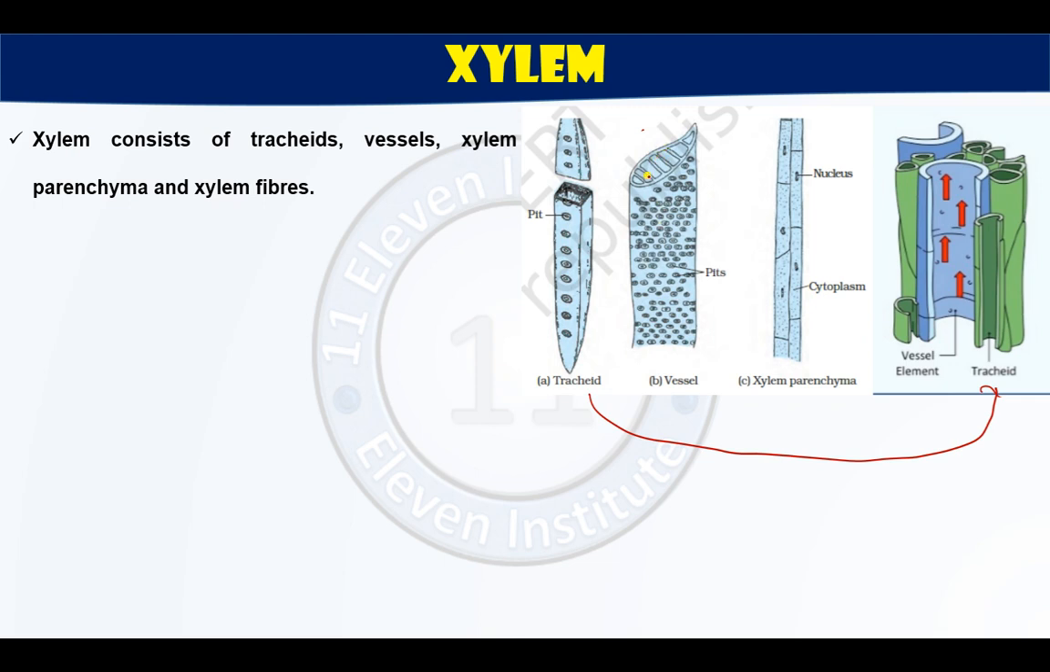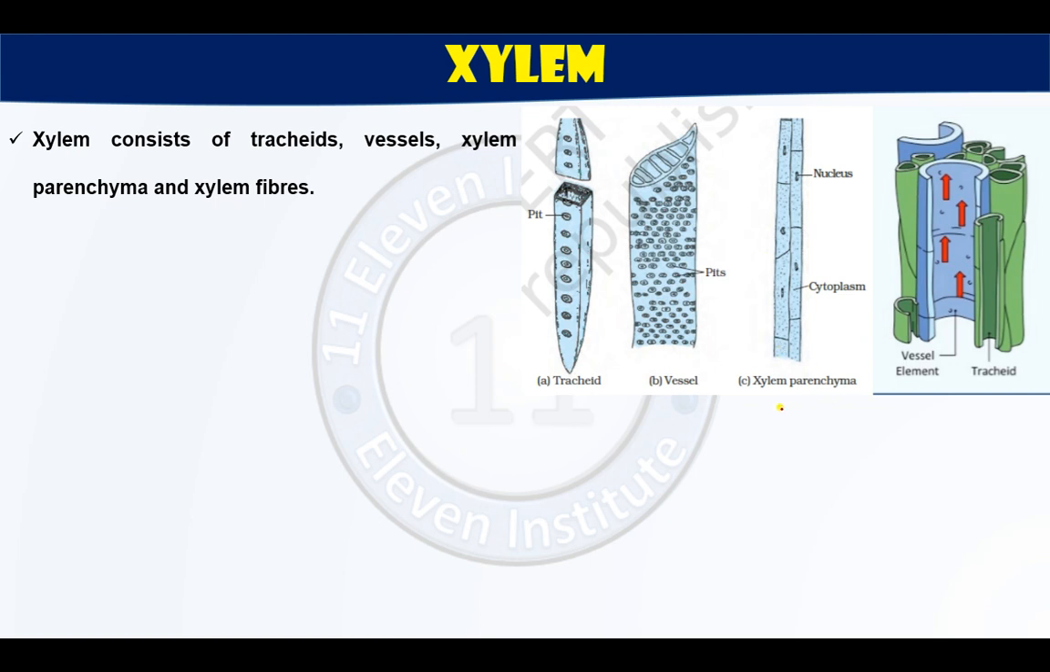For transport of water. If this is closed, then there will be no space and water cannot be transmitted from one part to another part. So there are perforations, small holes by which the water will move to and fro. Fine. So these are vessels and these are xylem parenchyma.